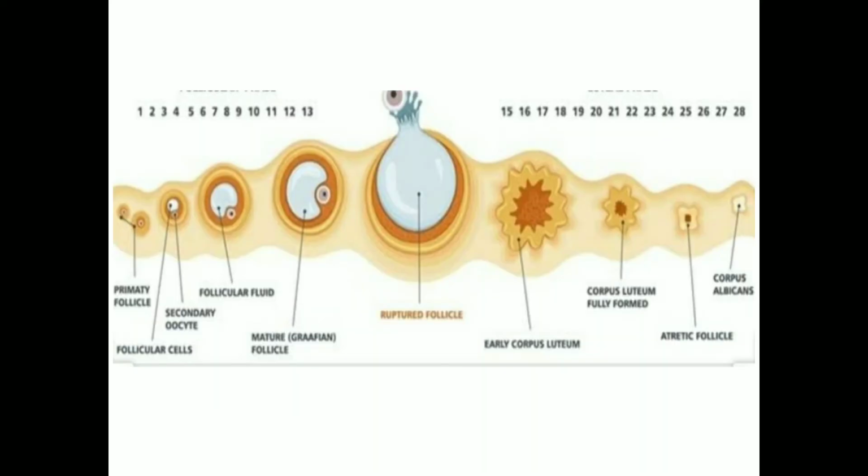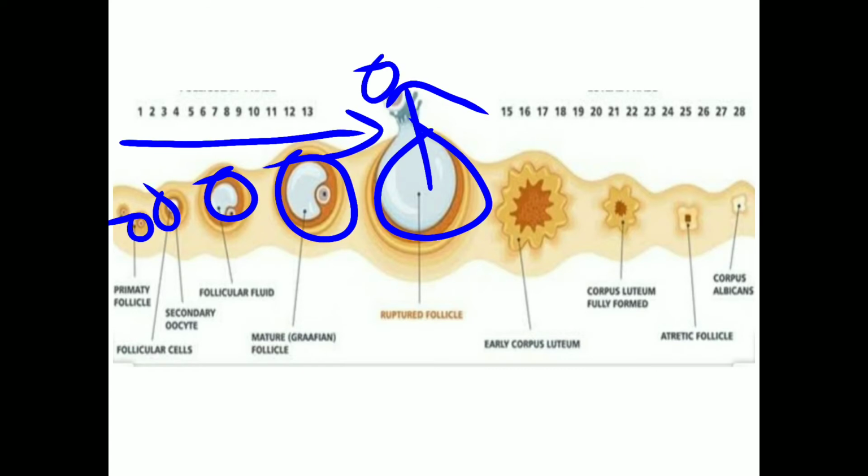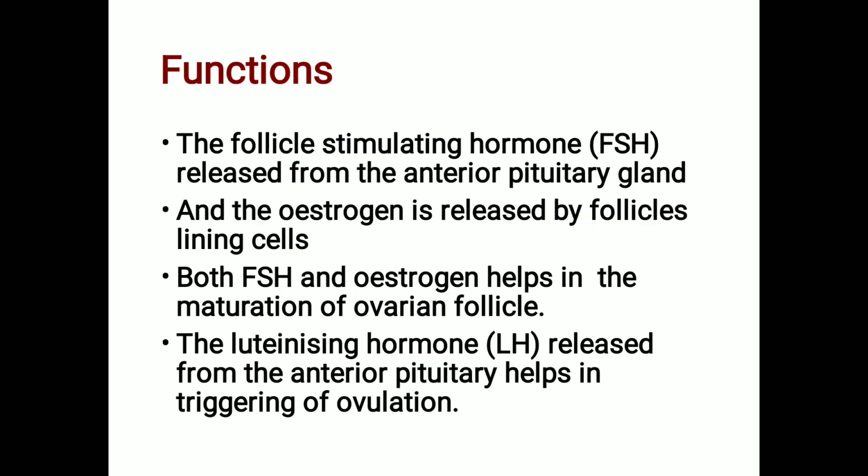You can see from the first day to the 14th day of the menstrual cycle, the Graafian follicles become larger and become fully matured. On the 14th day, it ruptures and releases an ovum into the peritoneal cavity, and that rupturing of the Graafian follicle is called ovulation. That usually takes place in the middle of the menstrual cycle, on the 14th day.